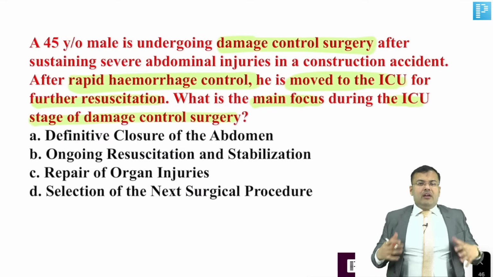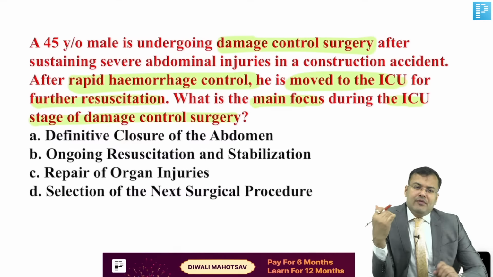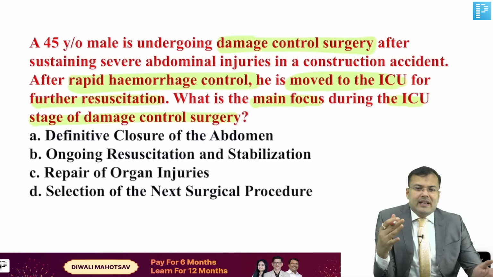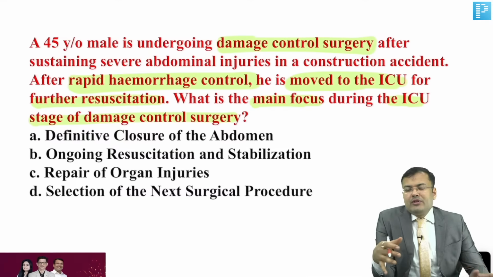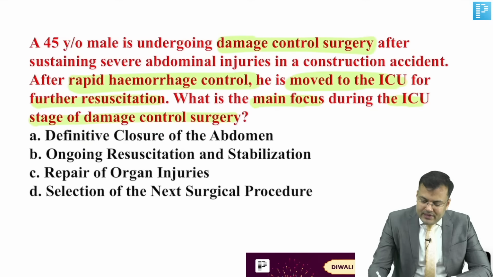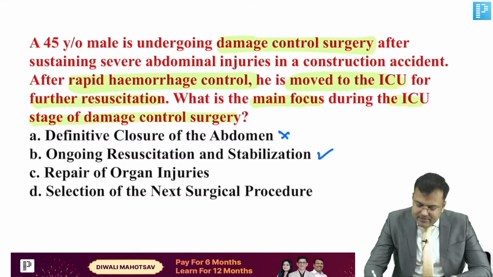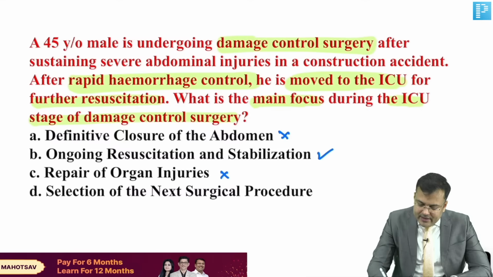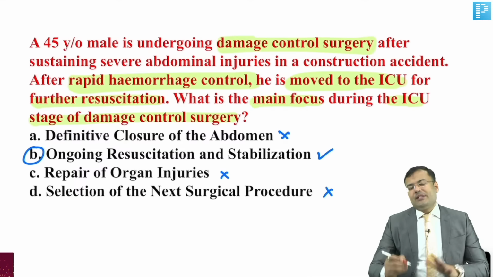Phase 1, control hemorrhage and contamination. Phase 2, shift the patient to ICU for 48 hours, and this is for secondary resuscitation. And phase 3, yes, we explore the abdomen again for definitive operation. So, it is not the definitive closure of abdomen, it is ongoing resuscitation and stabilization, it is not the repair, it is not the selection of the next surgical procedure. What is the big problem?